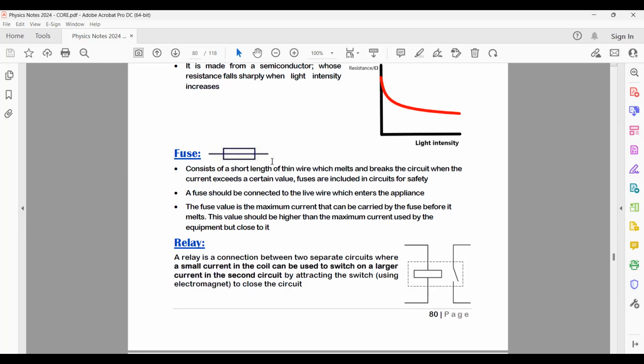When current increases, the heat generated increases, so the wire melts and breaks the circuit. We can only say it breaks the circuit or cuts the circuit. We cannot say it explodes the circuit or blows the circuit. Breaks or cuts are much better than other verbs.